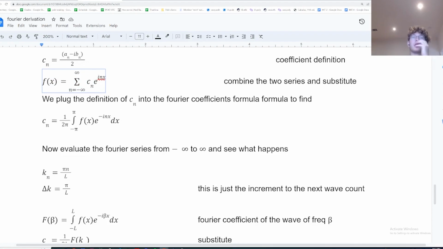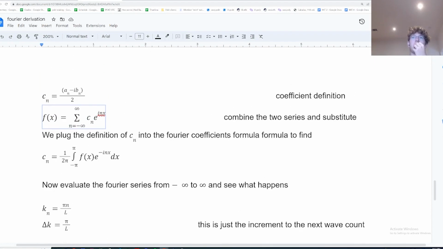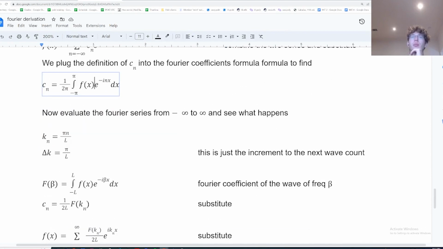So now that we have this, we can just plug this definition of c of n back into the Fourier coefficients formula that we outlined previously to find this. And so now we have the Fourier series in complex form along with the coefficients in complex form. So now we're going to evaluate the Fourier series from negative infinity to infinity, and then see what happens. So first we have k of n equals pi n over L.